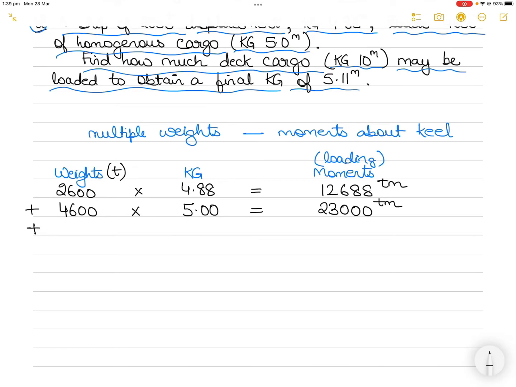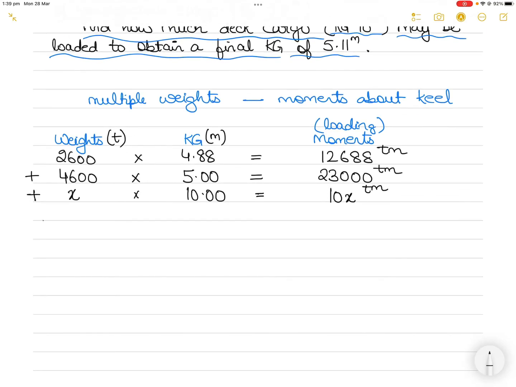And the third weight is something that you don't know, so we will call it weight x, and we will multiply it with the KG at which it is supposed to be placed, 10 meters. The KG is all in meters, and because we don't know the weight, this will be 10x ton meters. Then we'll add the weights together and we'll add the moments together. So here, of course, you will add 2,600 plus 4,600, which is 7,200, and you cannot add x because you don't know what x is, so we'll leave it as plus x.